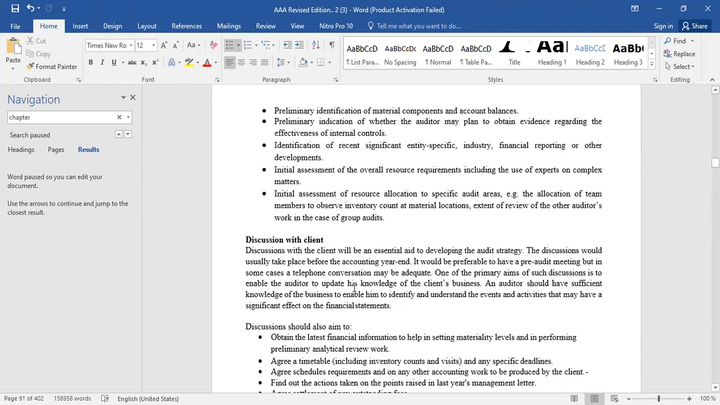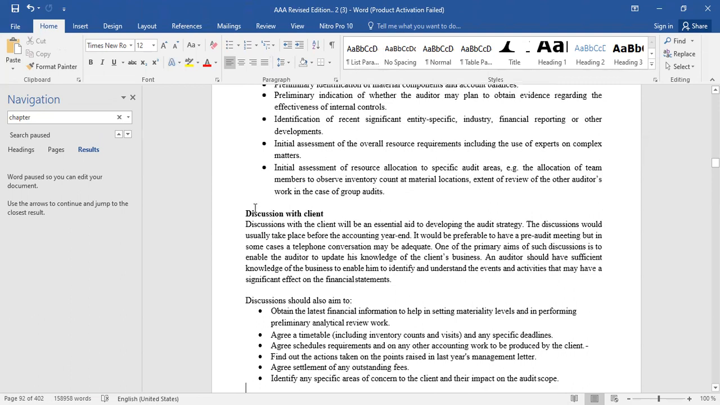What is important here again is communication with the client or those who are charged with governance. One of the things that you can never forget to do is to communicate with those who are charged with governance, the management, and keep on discussing issues with them. Discussion with the client will be an essential aid to develop the audit strategy.